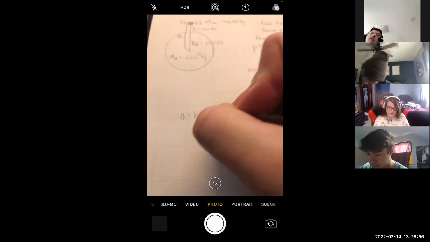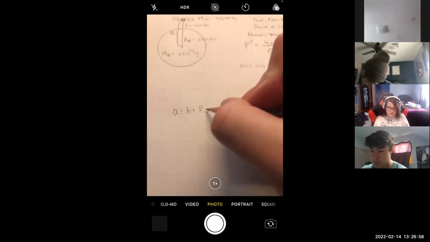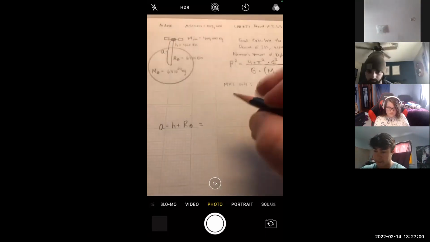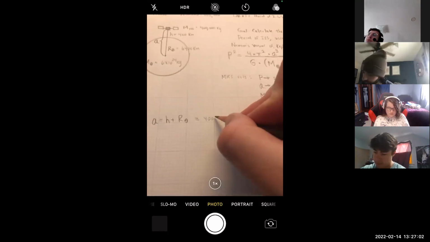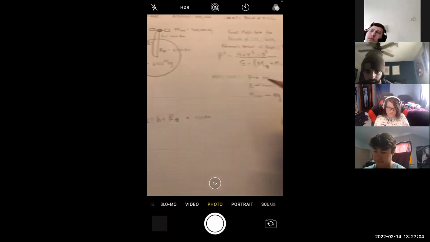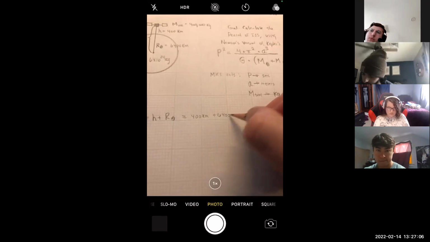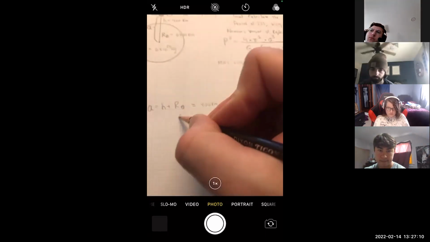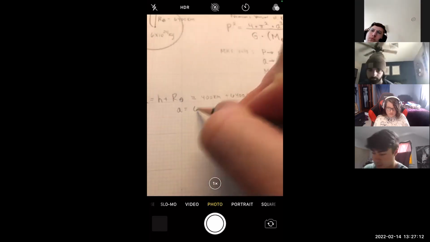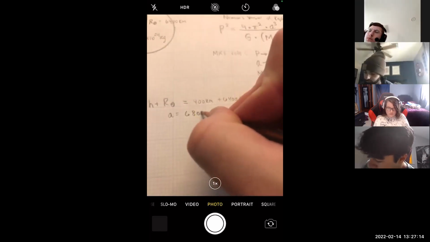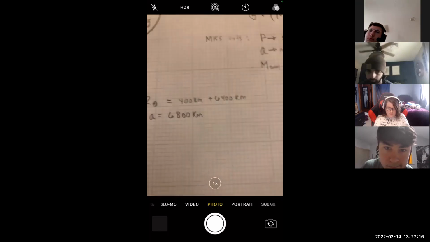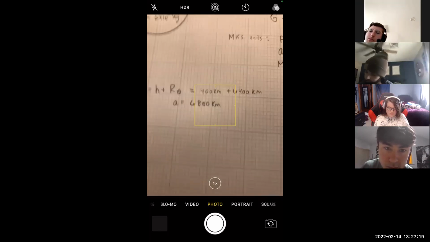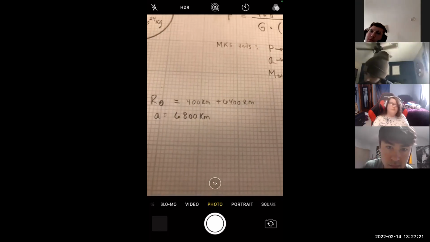A is h plus the radius of Earth, which is 400 kilometers plus 6,400 kilometers. So A is 6,800 kilometers. We've got to convert that to meters. Ethan Brown, would you be kind to help us out with that?